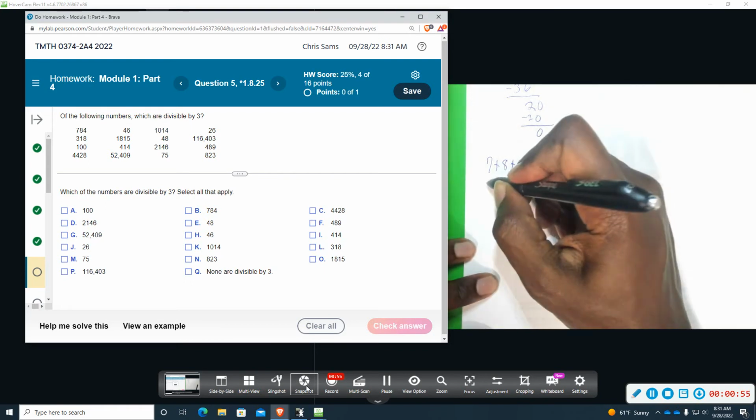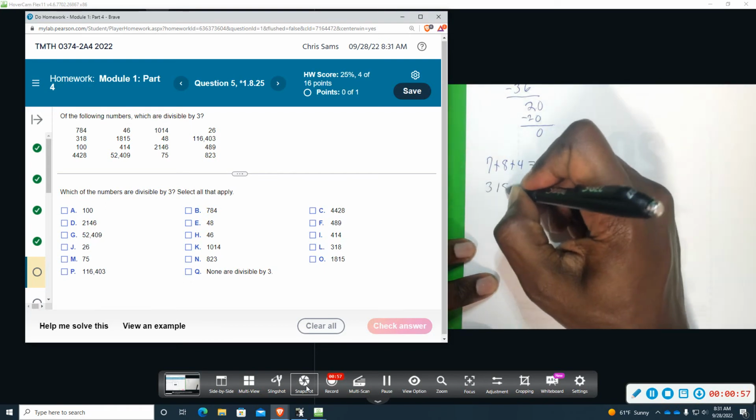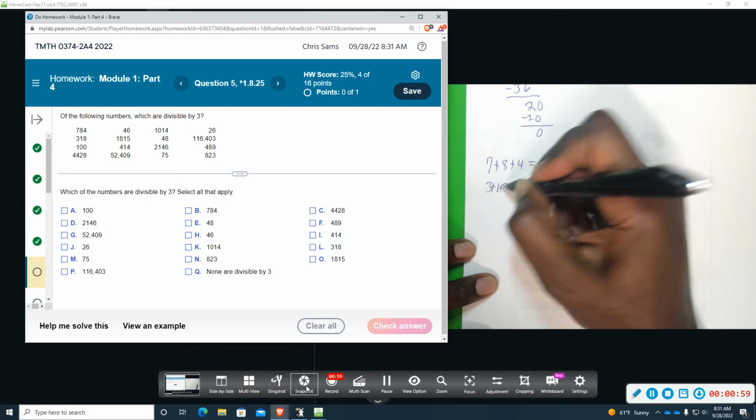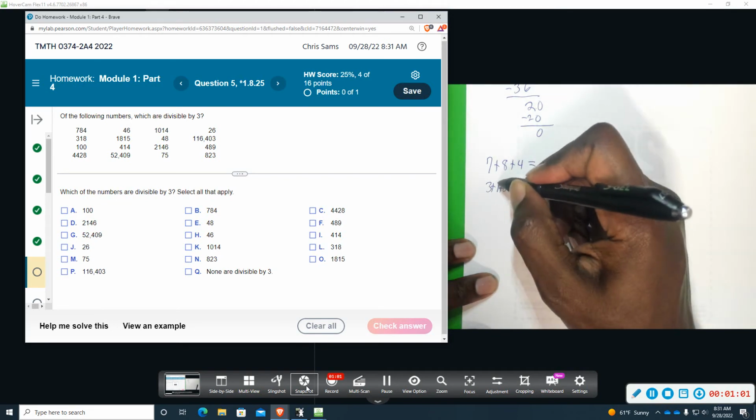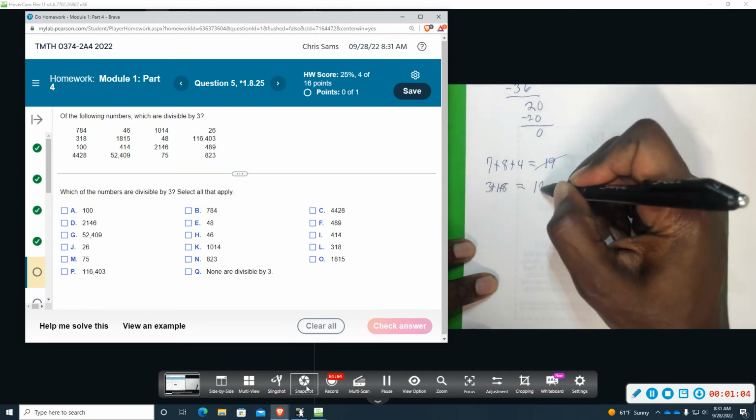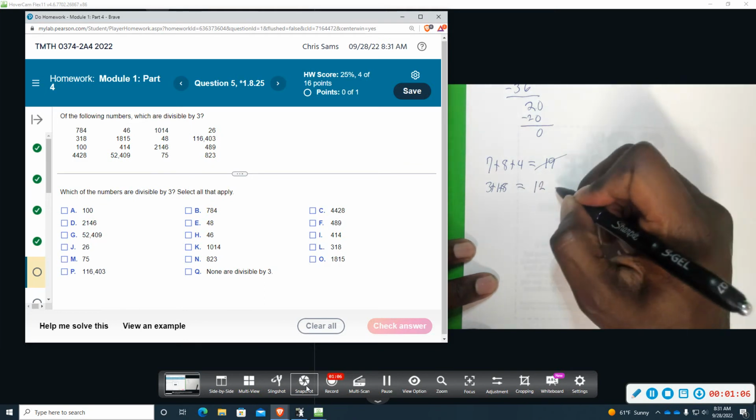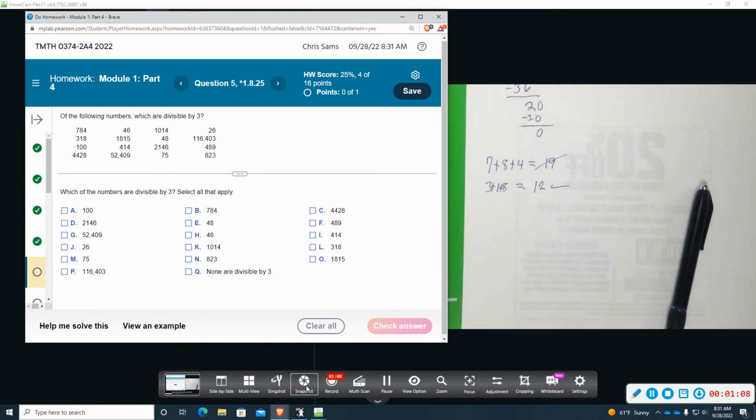And then I will do 318. 3 plus 1 plus 8. 9, 10, 11, 12. Okay, 12 is divisible by 3, so 318 will be divisible by 3. So I'll go down here and find 318 and check it. So you're going to check all that apply. So we're going to be trying all these numbers.